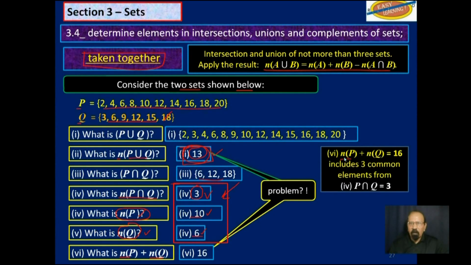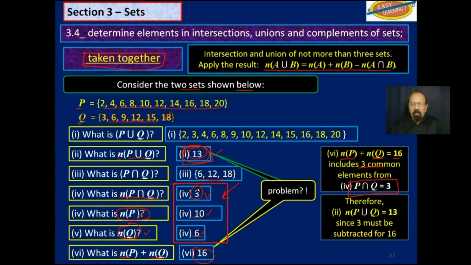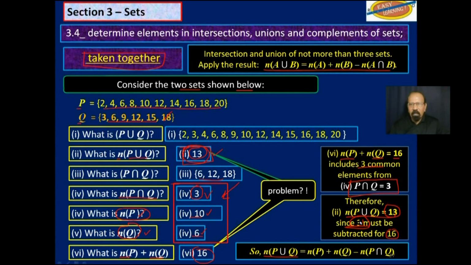So the number of elements in P plus the number of elements in Q is 16. We said that. But in that 16, there are 3 common elements. That is why you have P intersection Q is 3. Therefore, this P union Q becomes 13 when you subtract that 3 from this 16 that is actually counted twice in that 16. So the cardinality of P union Q is equal to the cardinality of P plus the cardinality of Q minus this. The reason for that is that that is counted twice here.